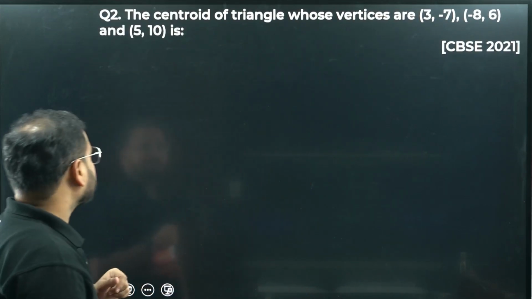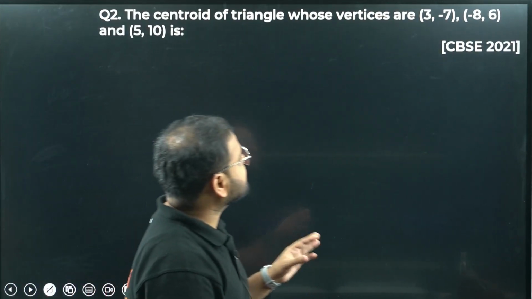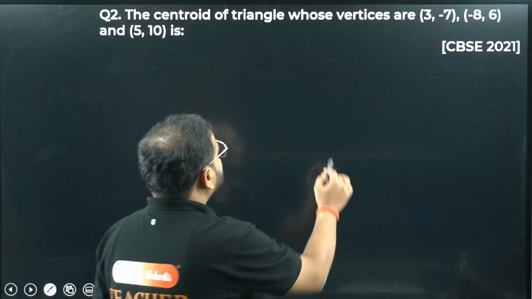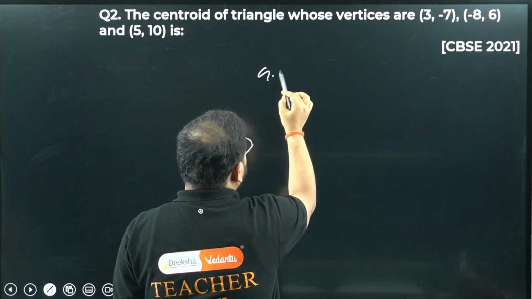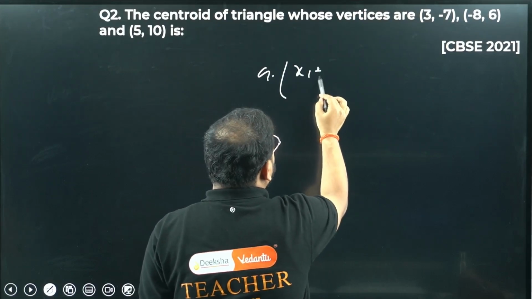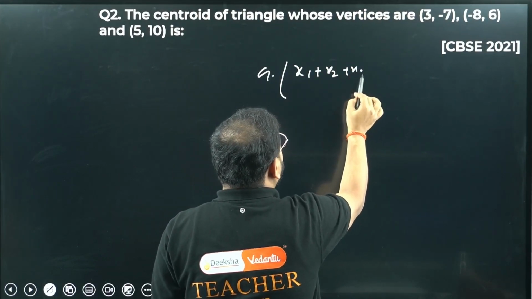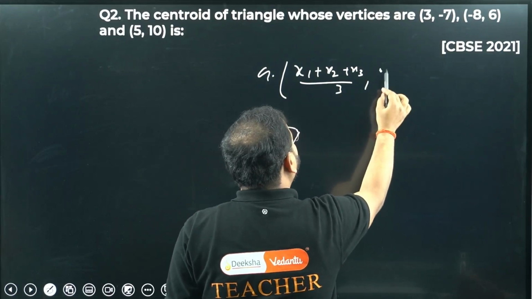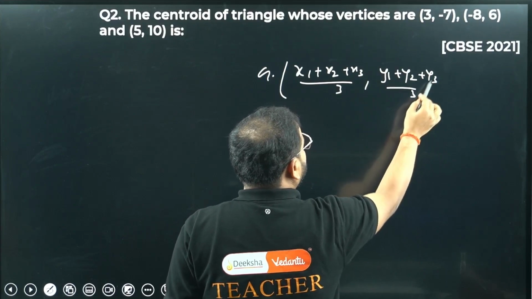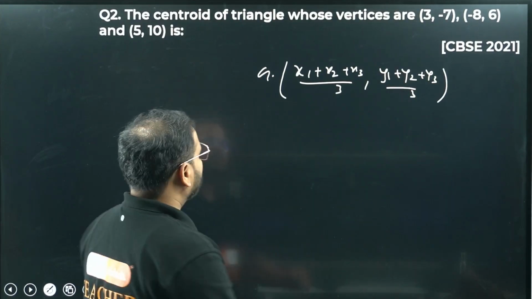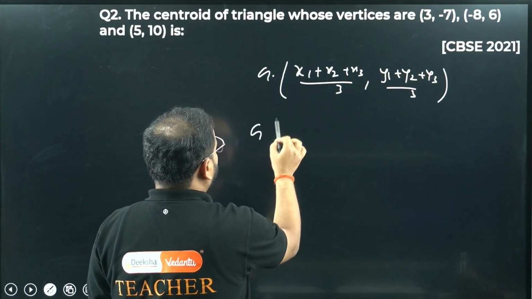Let's see. The centroid of the triangle whose vertices are given like this. So let's say the centroid is G again. The formula is (x1 plus x2 plus x3) by 3 comma (y1 plus y2 plus y3) by 3, right? So write the value of G again, the coordinates of G.